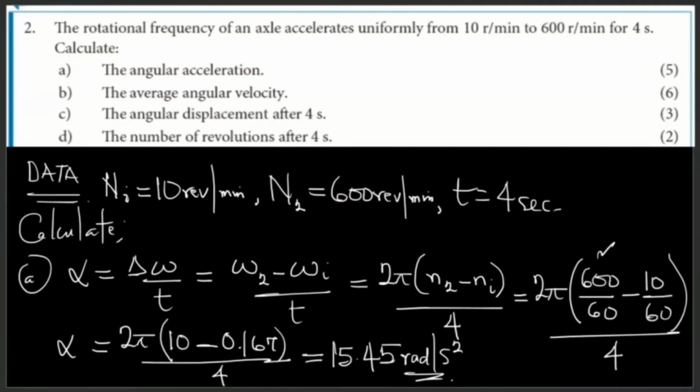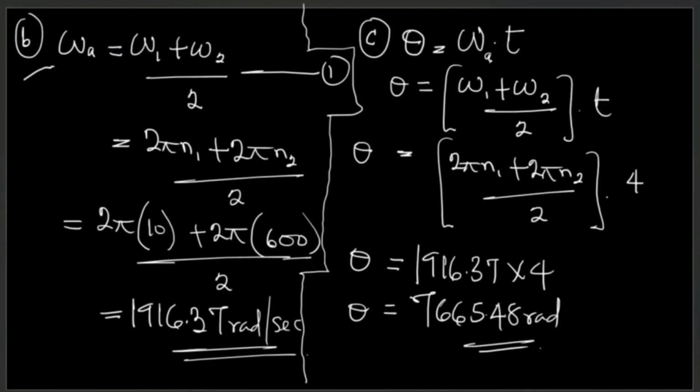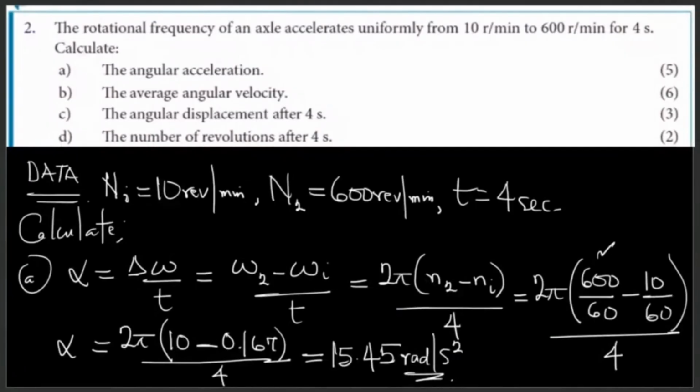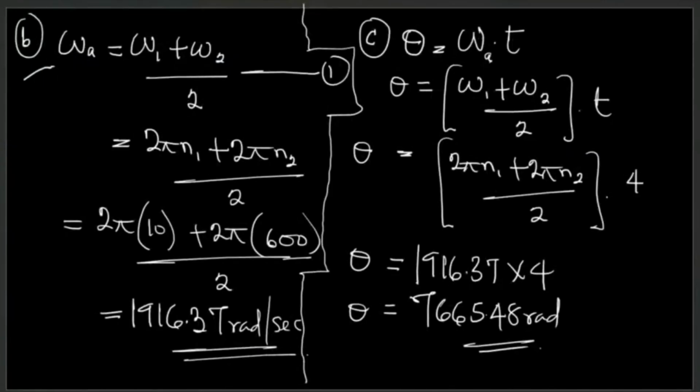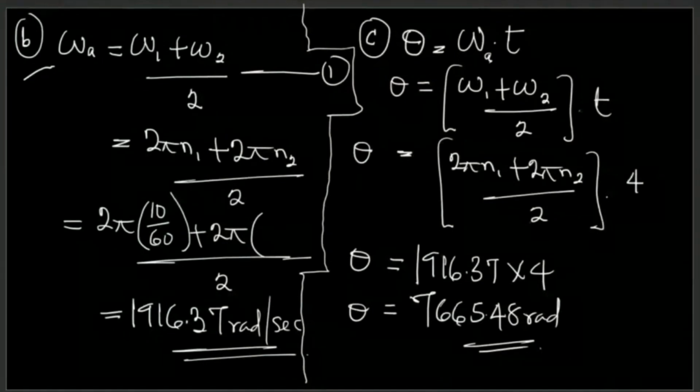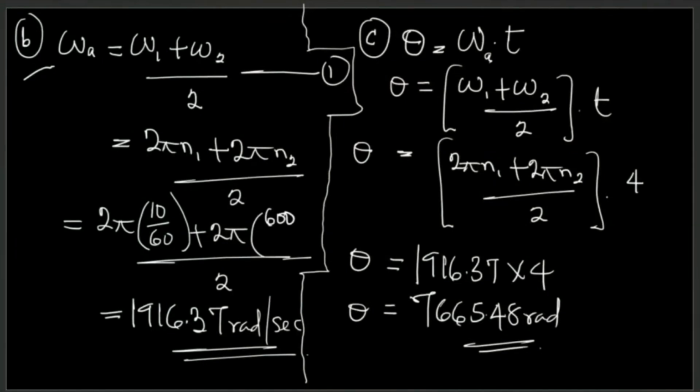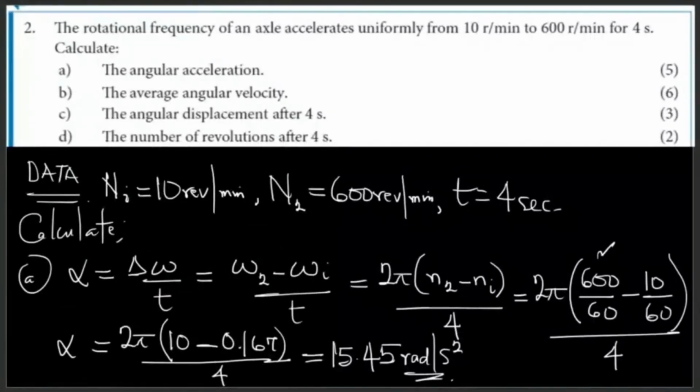Let's see here. I think we need to divide by 60 here. This is 10. Oh, we need to divide by 60. So this one is going to be 10 divided by 60. I see now. And this one is going to be 600 divided by 60. Just the same way we did here.